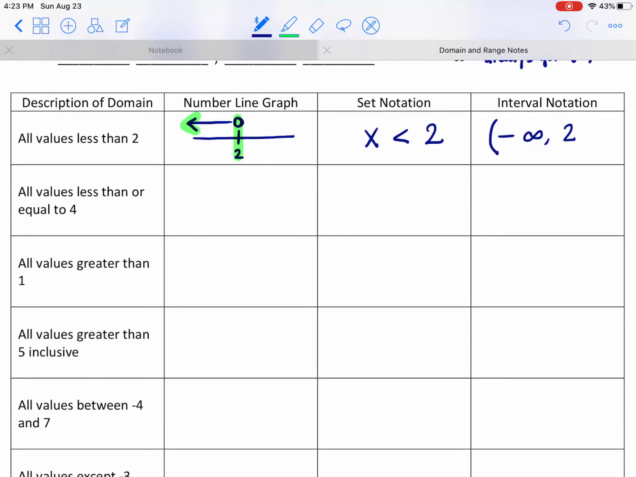Well, since we just want the values less than 2, right, since we see that open circle above the 2, it can't be equal to the 2, we just want the stuff less. We don't want to include the 2, and we say that with a parenthesis. Okay, that parenthesis means we can get as close to the 2 as possible, but we can't actually include the 2. Okay? How about if we had all values less than or equal to 4?